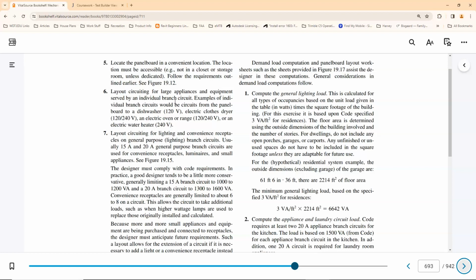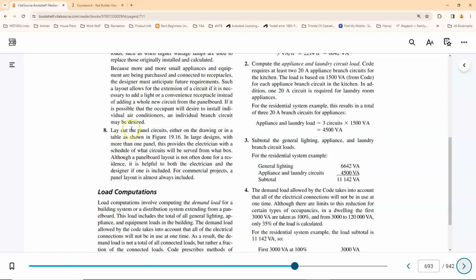So just thinking through how you want all that to be wired together, both in terms of cost, of course, but also in terms of convenience, is an important step. And then we want to think about how that's going to be laid out within the panel itself, how we want to arrange all those individual circuits.